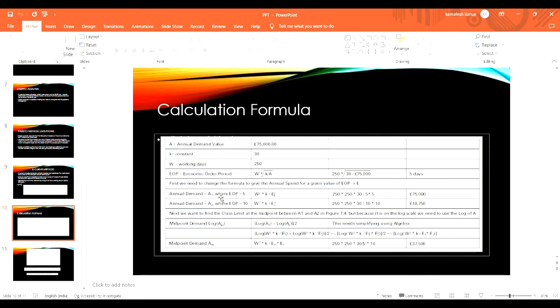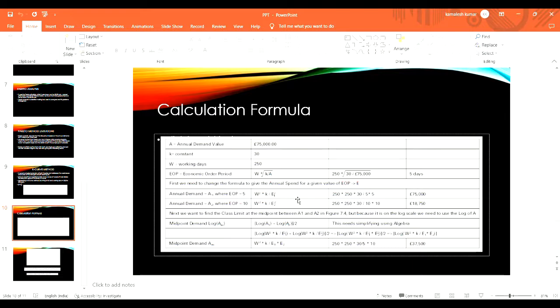First we need to change the formula to give the annual spend for a given value of EOP. So annual demand is A1. Annual means for a given financial year, or for a given year. Let's say annual demand is A1, and for another year, let it be A2. So the formula for A1 is equal to W square into K by E1 square, and A2 is equal to W square into K by E2 square.